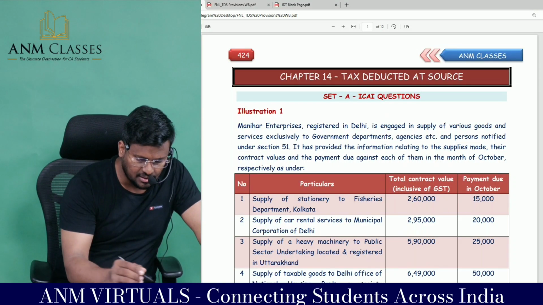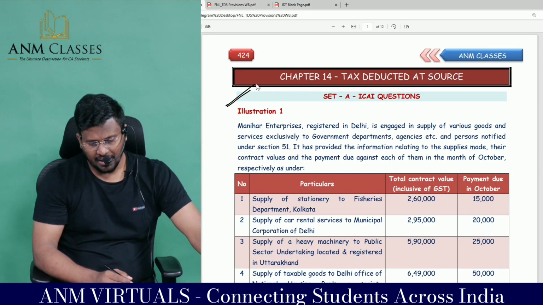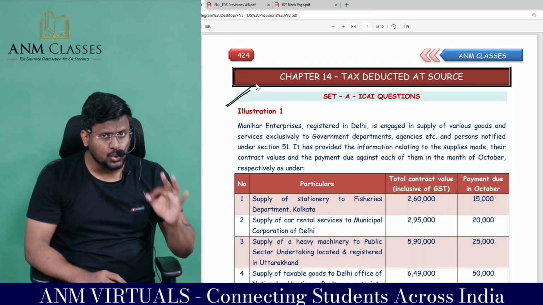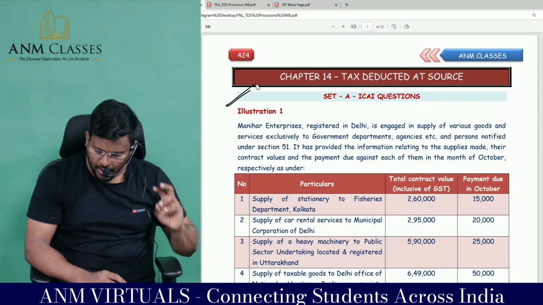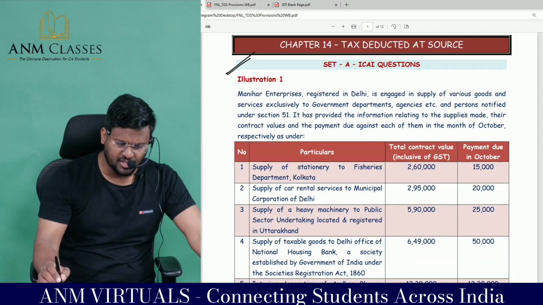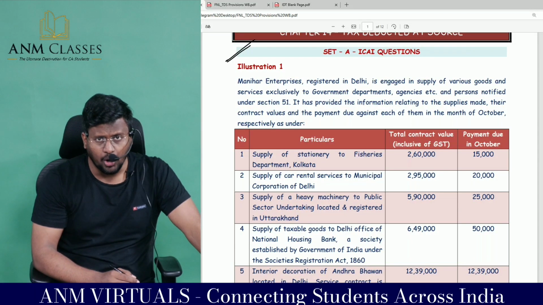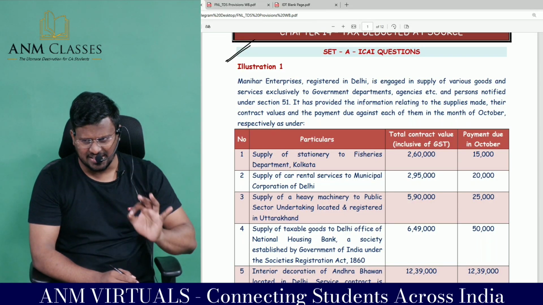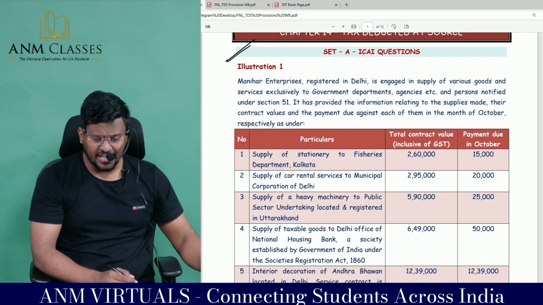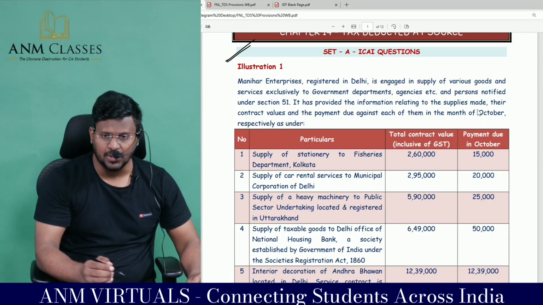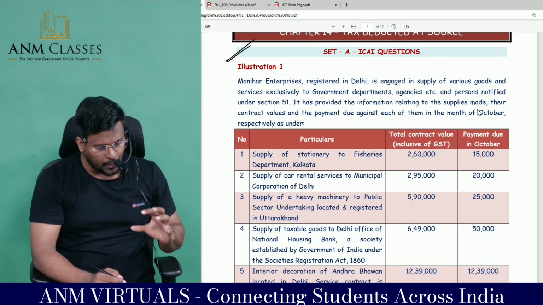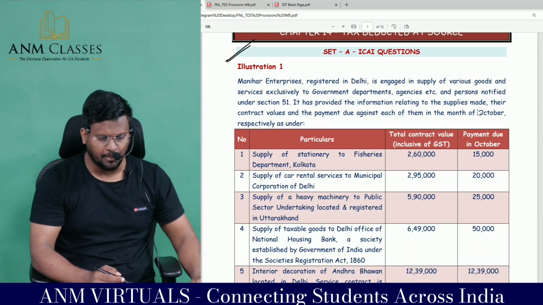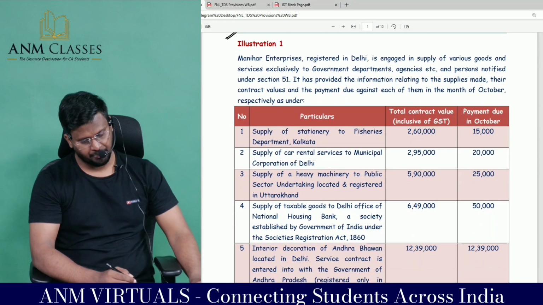Manihar Enterprises registered in Delhi is engaged in supply of various goods and services exclusively to government departments or agencies and persons notified under section 51. So we all know that four kinds of people are liable to deduct TDS under section 51. It has provided the information relating to supply made, their contract value and payment due against each of them in the month of October respectively as under.